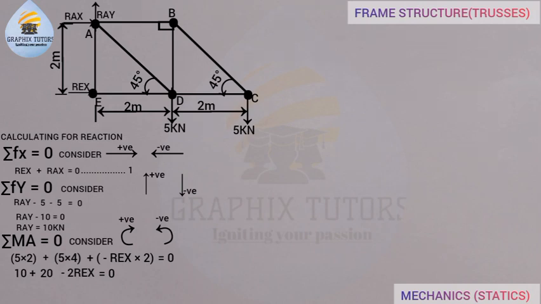Now if I take the negative 2Rex to the other side, it will give us positive. So we have 30 equals 2Rex. And making Rex the subject of the formula, my Rex will now be equal to 30 over 2. So Rex here is equal to what? 15 kilonewton, right?